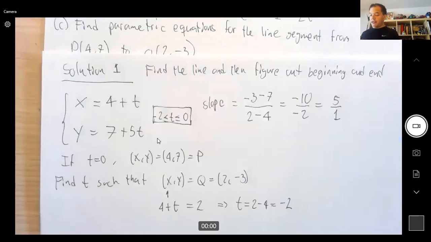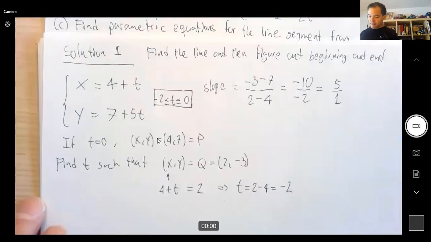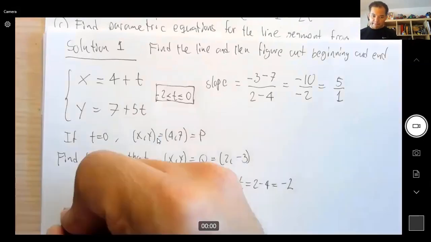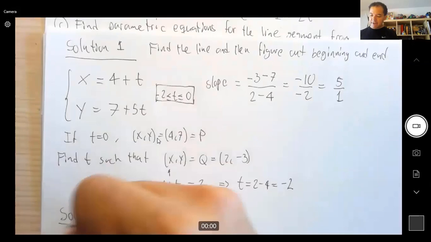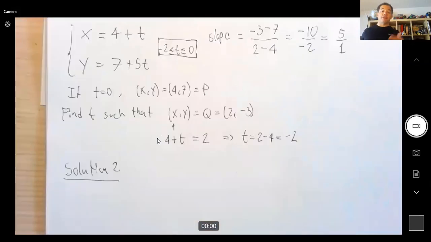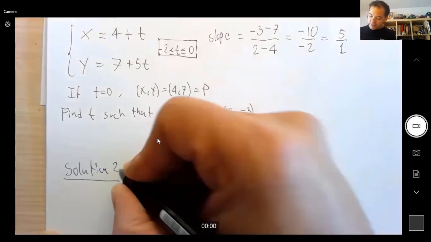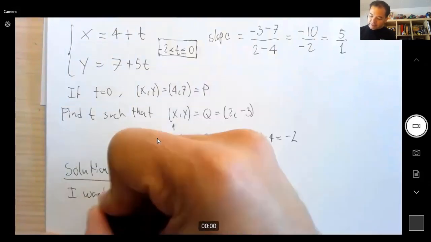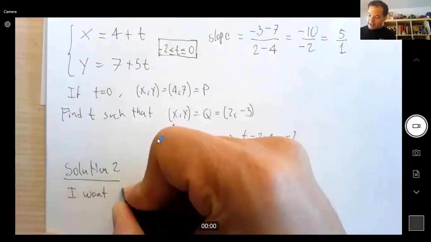Now, here is a different way. A different way is to simply specify. So solution 2. And this one you can even make it so that you can have it to be at one point at whatever number of seconds and the other point at whatever other number of seconds. So suppose that I want the point P at 0 seconds.